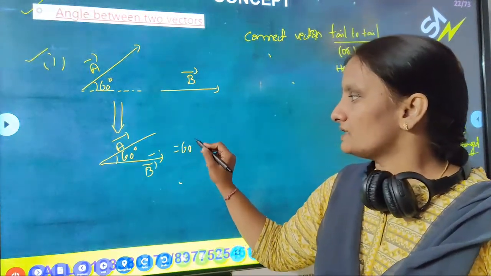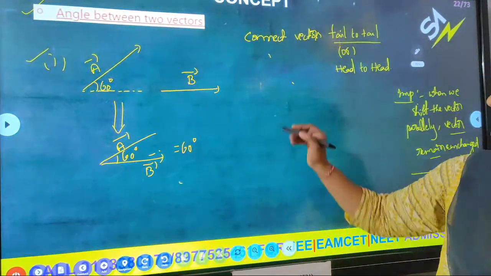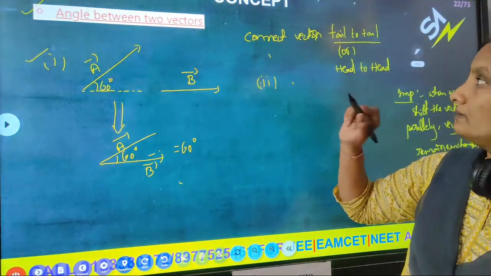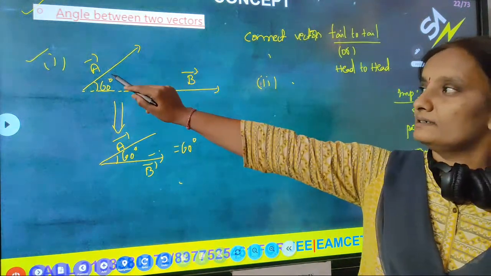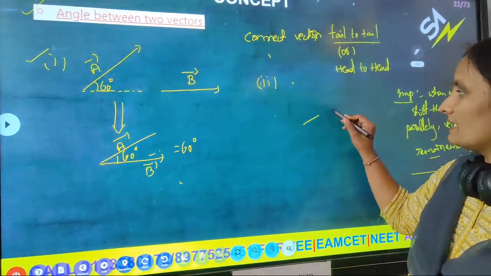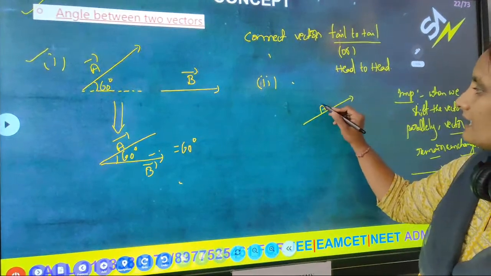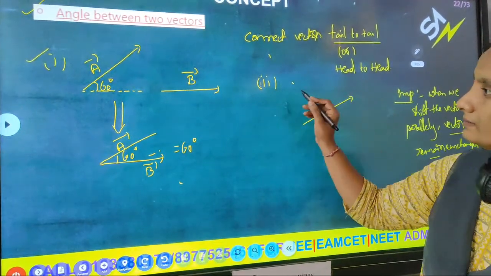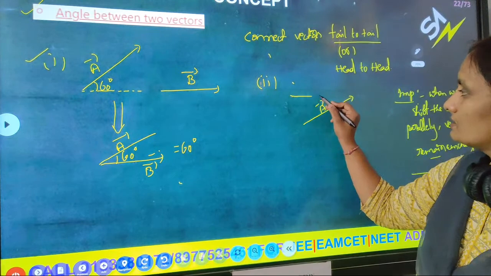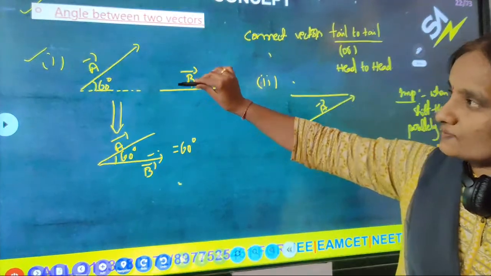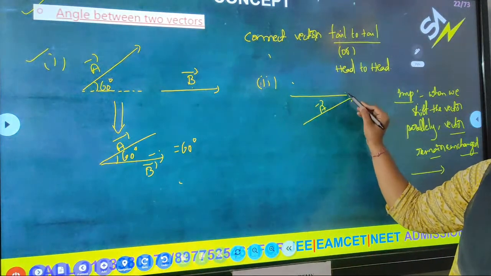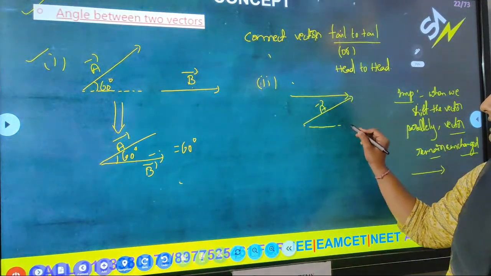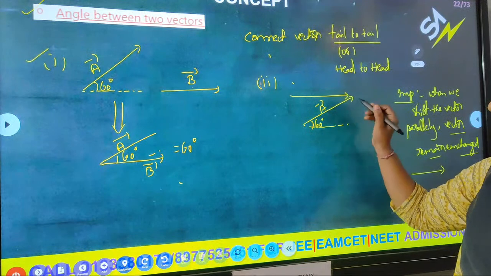Is equal to 60 degrees. And let us see one more example. By connecting head to head, the same vector, just we connect with the vector A bar to the head. So just we are shifting this vector to this place. We are not changing direction. Here angle is 60 degrees.